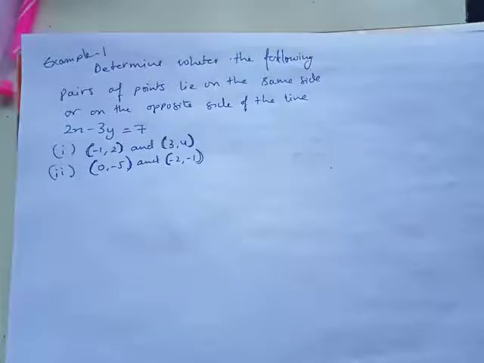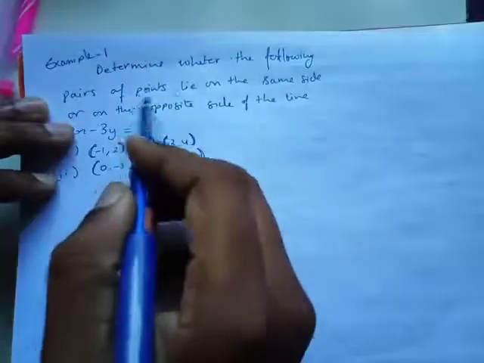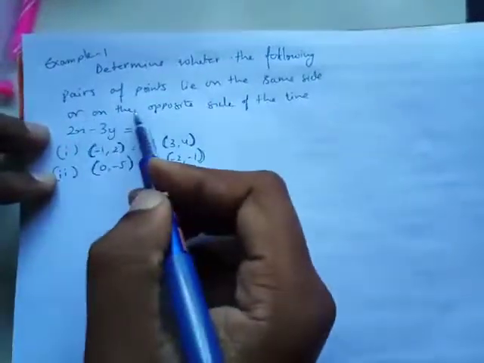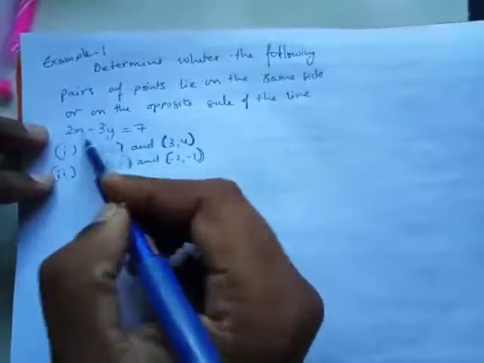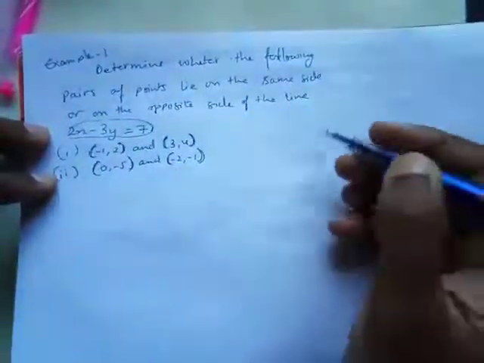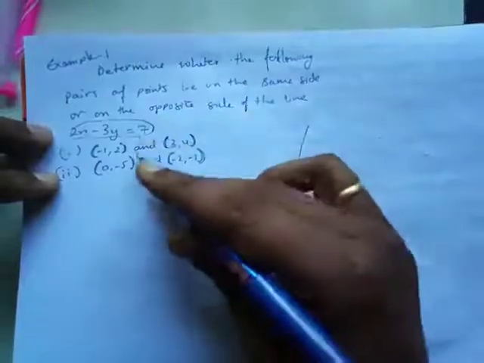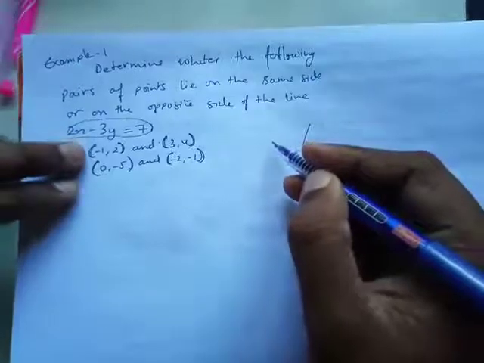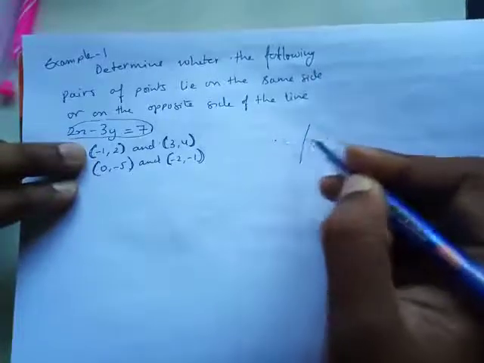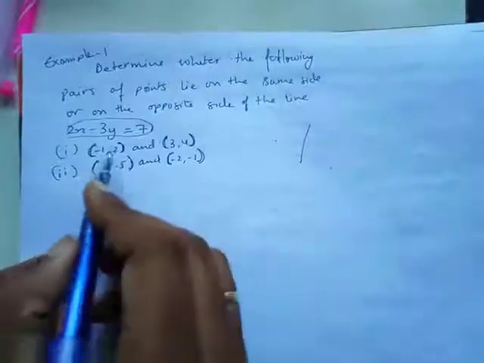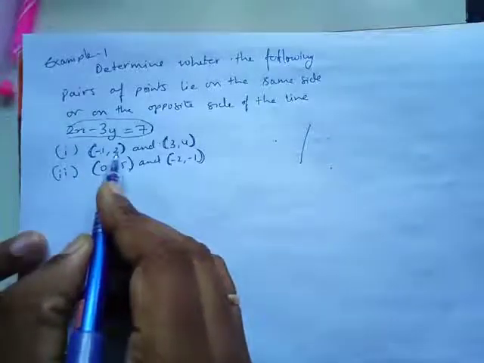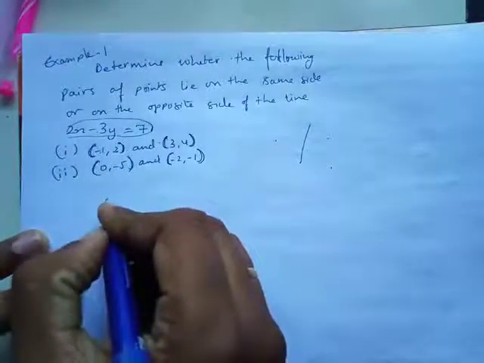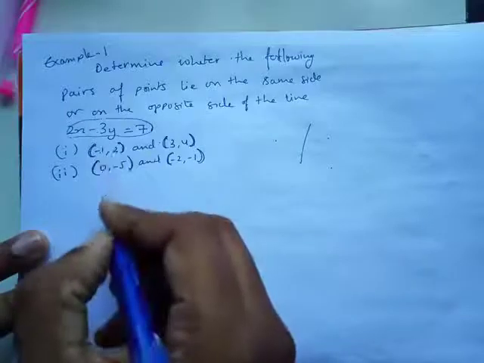So the first example is, determine whether the pairs of the points lie on the same side or on the opposite side of the line, and this is the line given. So what they are trying to ask is, find whether these 2 points that are given, this and this, first we are going to solve the first part, whether this point and this point are on different sides or the same side. Let's figure this out. So this is x and this is y. Okay, so I'm going to put the value of x and y in this, and solve, bring the answer.